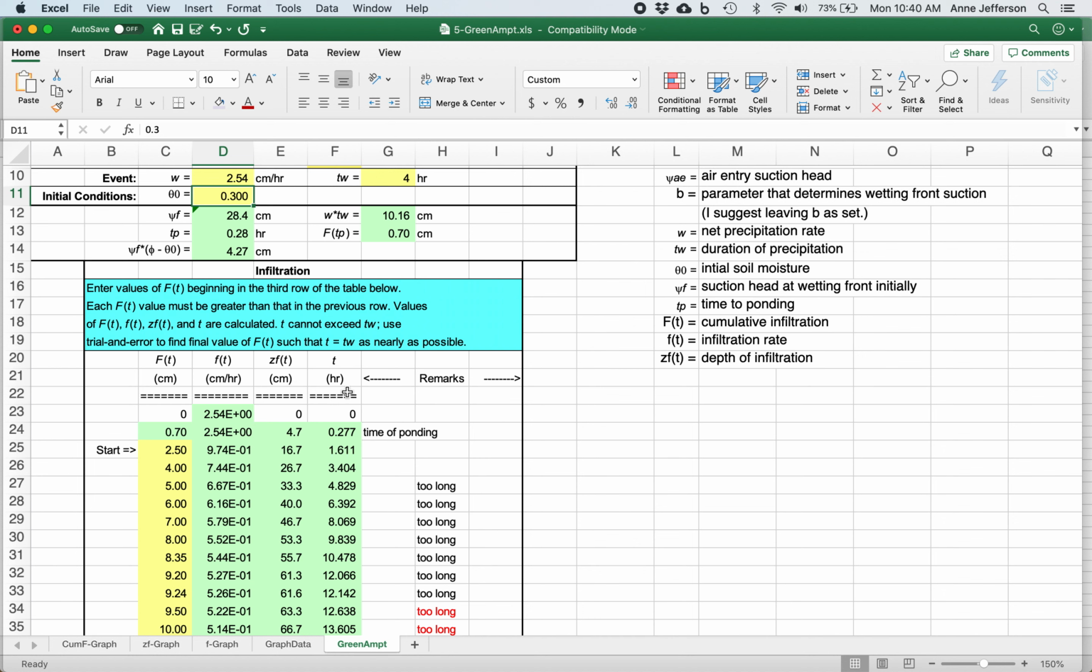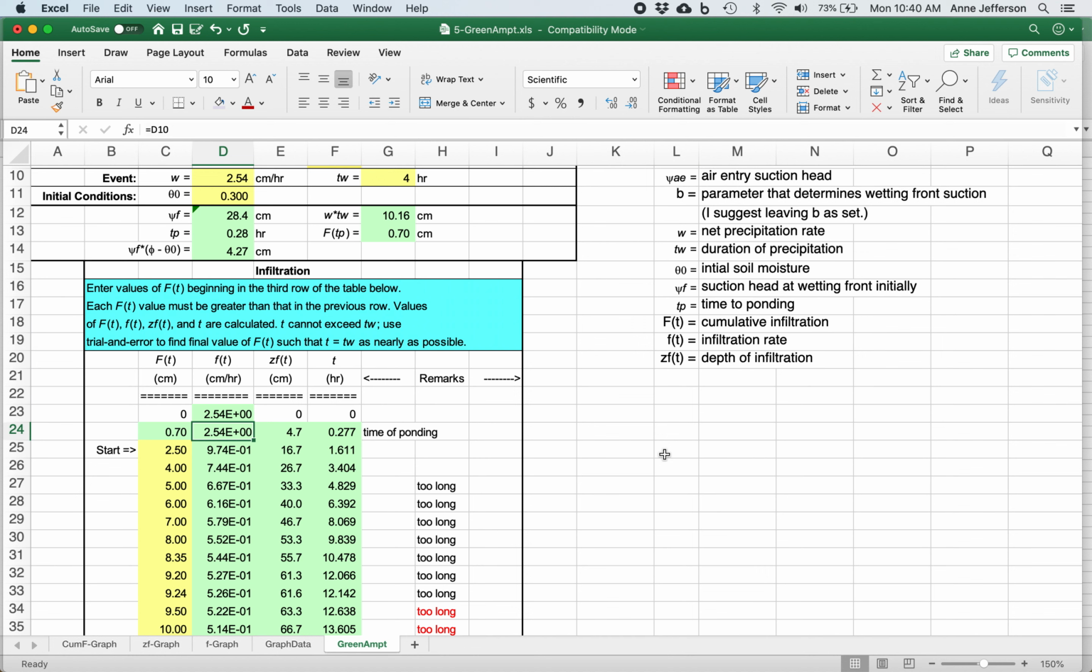So what your assignment asks you to look at is the time of ponding. So how long is it into the rainstorm before that soil can't infiltrate all of the rain that it receives? And you can see that right down here on row 24. It says time of ponding right there. It occurs at 0.277 hours for the soil and the rain that we gave it above, at which point the wetting front had made it 4.7 centimeters into the soil.